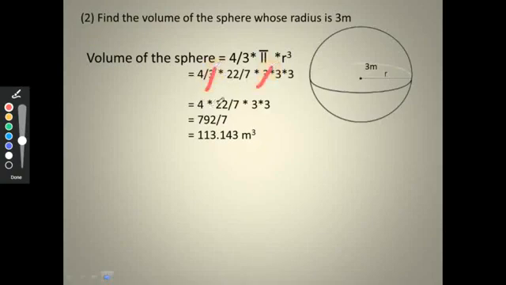So 4 into 22 by 7 into 3 into 3. When you multiply the numerator, that is 4 into 22 into 3 into 3, you will get 792 divided by 7. When you divide the number by 7, you will get 113.143 meter cube. So the volume of the given sphere with radius 3 meter is 113.143 meter cube.